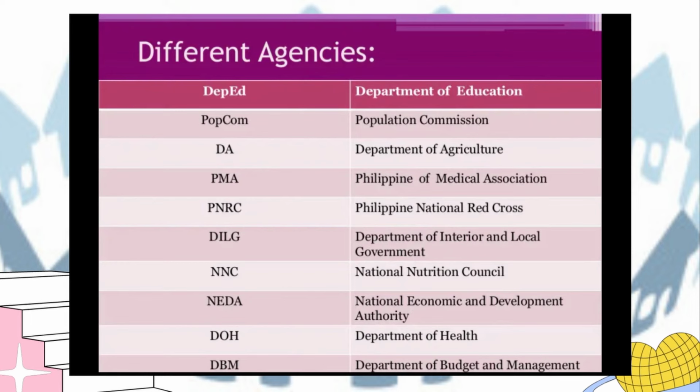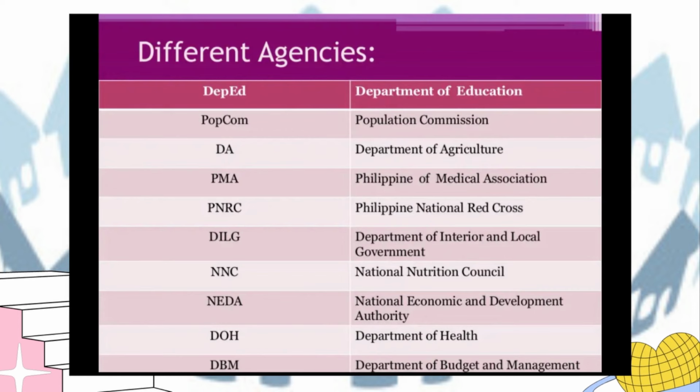First is DepEd, or the Department of Education. Next is the POPCOM, or Population Commission. Third is the DA, or the Department of Agriculture. Fourth is the PMA, or the Filipino Medical Association. Fifth is the PNRC, or the Philippine National Red Cross.